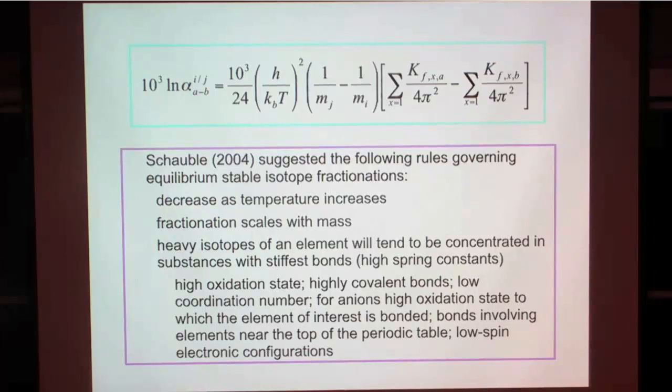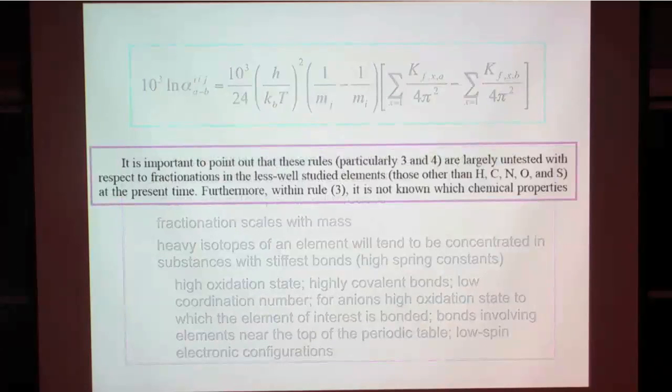So this was all laid out in this chapter. And then he writes, it's important to point out that these rules, particularly 3 and 4, which is this entire section here, are largely untested with respect to fractionations in the less well-studied elements. That is everything other than those 5 that I showed you before, and in many cases also those 5. So what I'm going to show you for the rest of this talk is ways in which we've tried to test whether or not this is true, and times when it's worked and times when it hasn't.